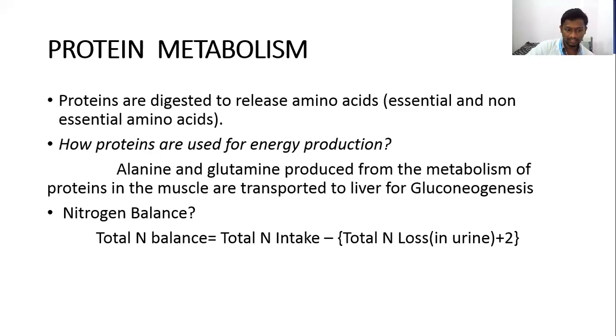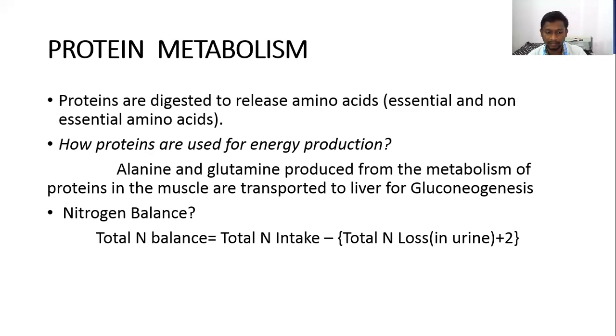It is given by the formula you can see on the screen. Total nitrogen balance is equal to total nitrogen intake minus the total nitrogen lost in urine, plus a factor which is added as 2. Imagine a person is taking a lot of protein, so the intake is more. By the end of protein metabolism, you have urea, which is NH2 and H2. The nitrogen in that is measured, which is lost in the urine, and that is subtracted from the intake, and the factor of 2 is added. So you get the nitrogen balance.